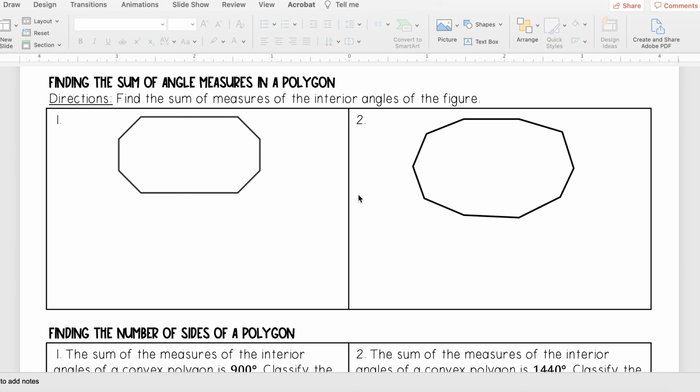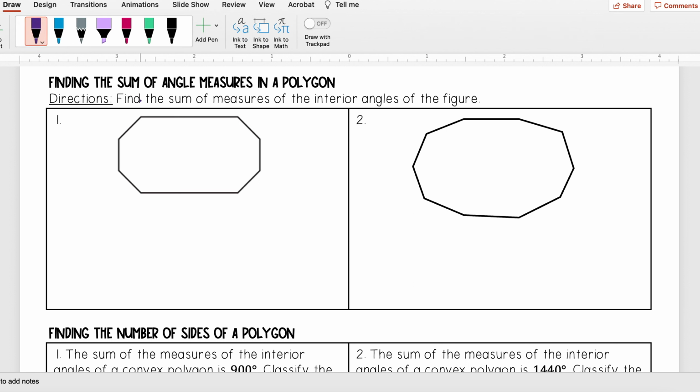In this video, we're going to be looking at dealing with the interior angles of a polygon and using that formula we just learned about. So for these first two examples, I want to find the sum of the measures of the interior angles of the figure. We just learned in our polygon interior angles theorem that the sum of the measures of the interior angles is always going to be n minus 2 times 180. That's the formula we're going to be using for these two example problems. And remember, your n is just your number of sides.